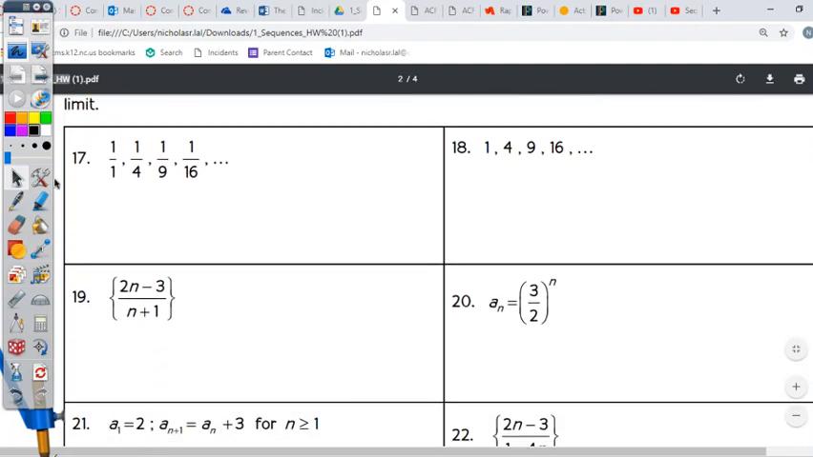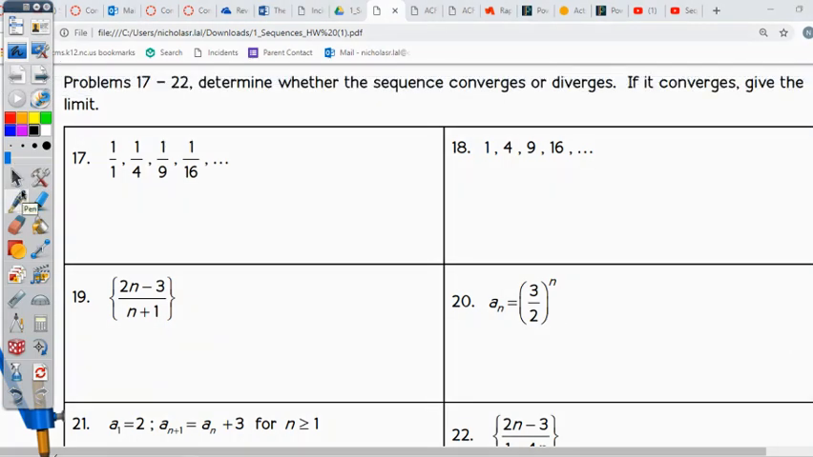For 17, we need to determine whether the sequence converges or diverges. If it converges, give the limit. So we need to find the pattern here. The numerator just stays at 1. For the denominator, you need to find that the denominator is the term number squared.